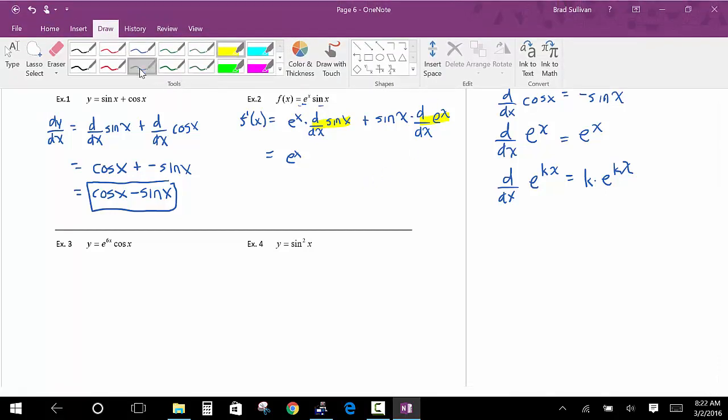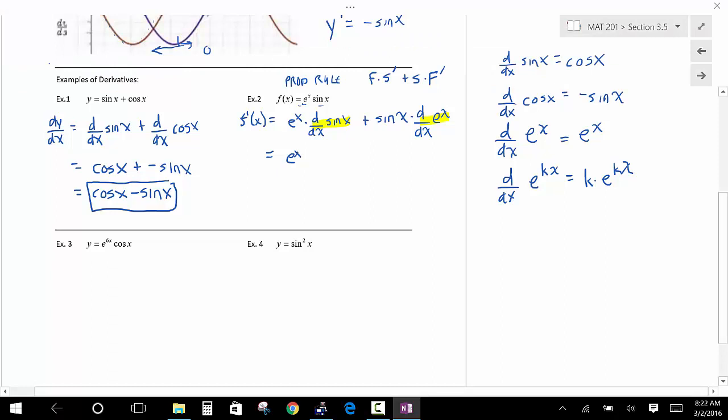Okay, so this is not going to be too hard of a derivative either. So derivative of sine is cosine. Okay, bring down the sine of x, and then the derivative of e to the x is what? E to the x, okay? Now that's really a derivative. I mean, you could write the answer that way.